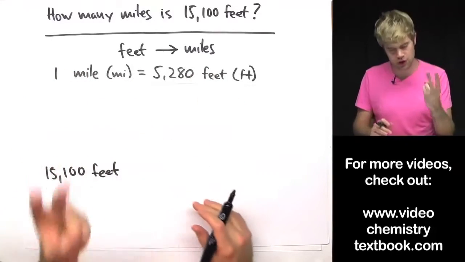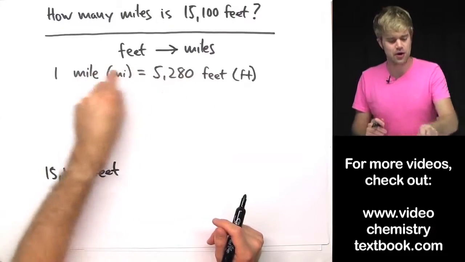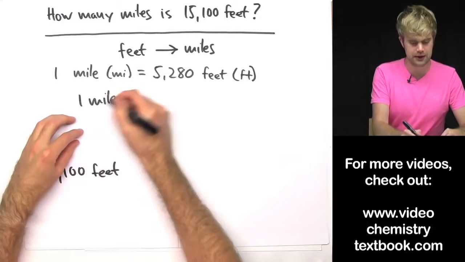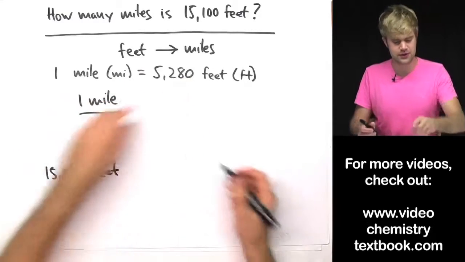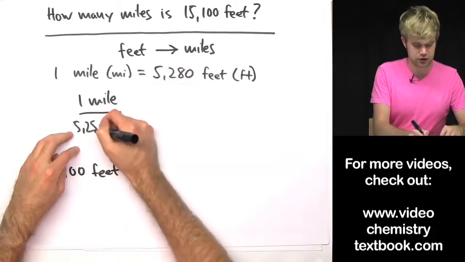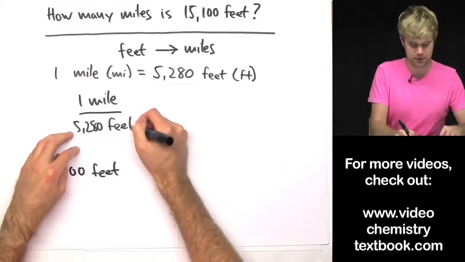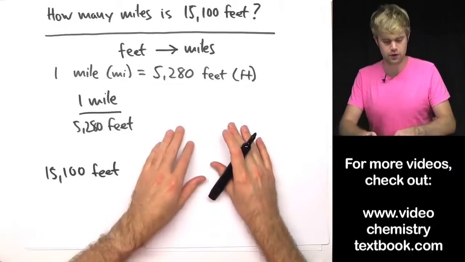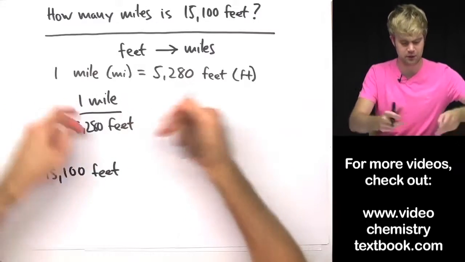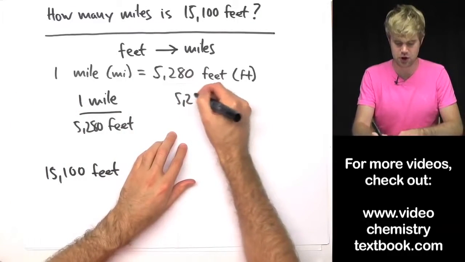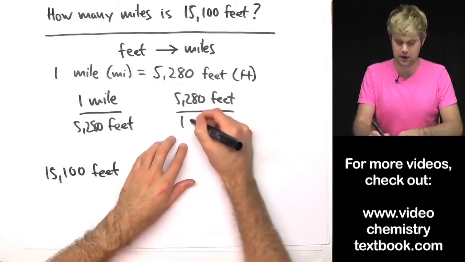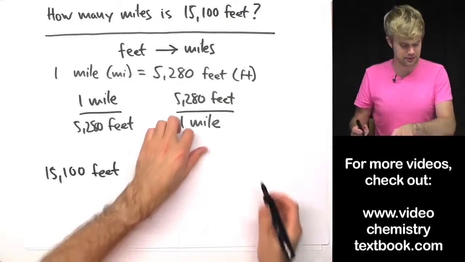So let's write the two conversion factors that we can get from this statement. I'll take 1 mile and I'll put it on top here. And then I'll take the other side, 5,280 feet, and I'll put that on the bottom. And now I'll write what we could call the reciprocal of this, where we take it and we flip it up so that 5,280 feet is on the top and 1 mile is on the bottom.